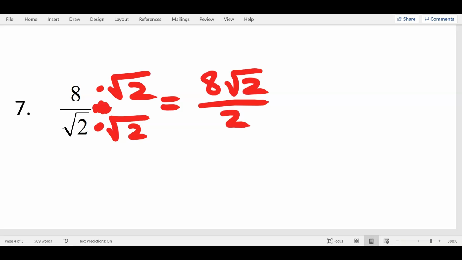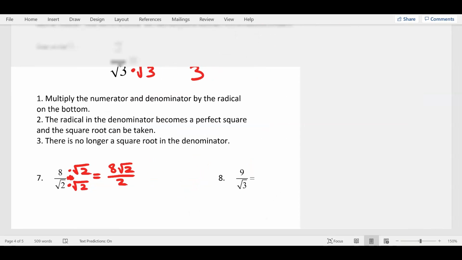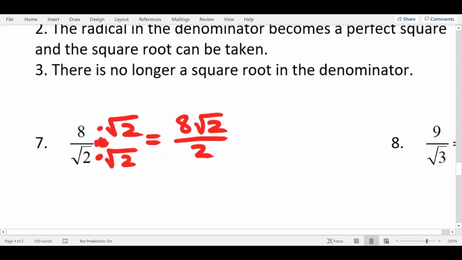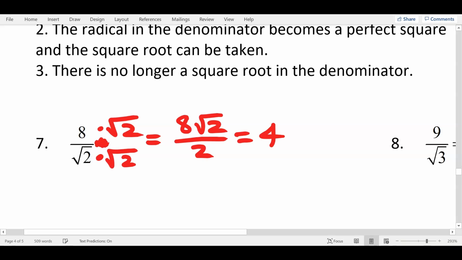Now, hold up. You see how the 8 and the 2 are just regular numbers. They're not square roots. If you can, you want to reduce them, okay? So the first one, 2 over 3, did not reduce, right? But right here, 8 over 2 does reduce. What's 8 divided by 2? 4. So let's write that down. Equals 4. And then the square root of 2 still is there next to it. Cool. It's kind of weird, but you can do it.